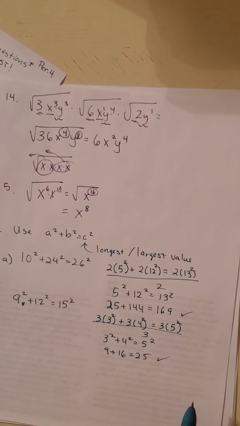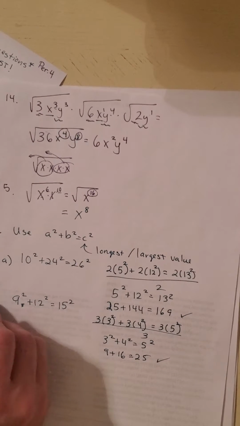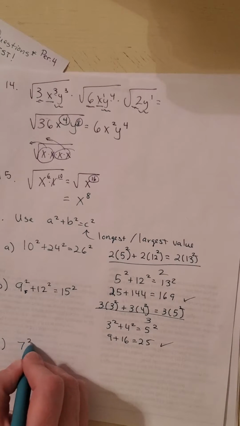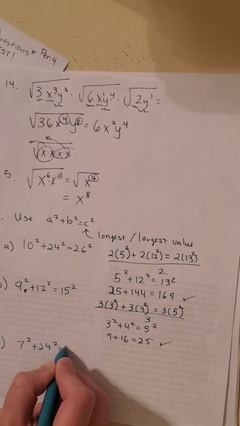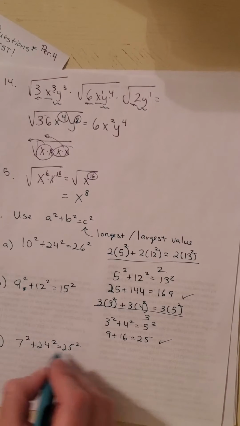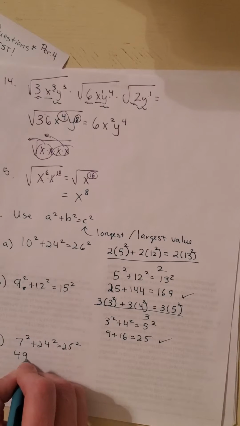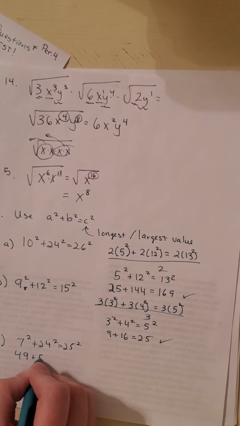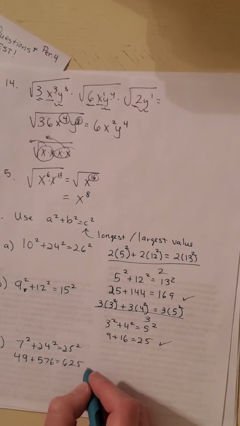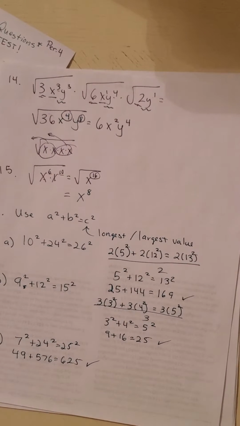All right, the next one, 7, 24, 25. So B is a right triangle. C, 7 squared plus 24 squared equals 25 squared. This time they do not have a common factor, so we just have to square these and see if it's true. 49 plus 576 is equal to 625, and that is true. So this one is also a right triangle.